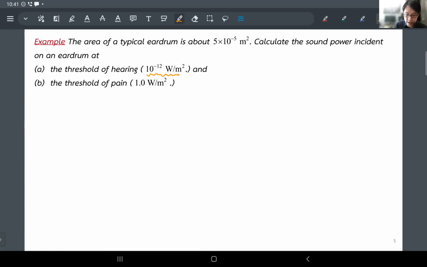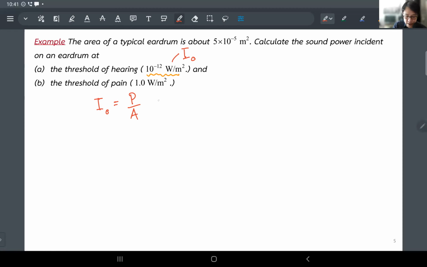Part A is straightforward, because you already know the I. Let me call it I naught, the threshold. I is just the power per unit area. Now, because we are not talking about a point source anymore, this problem just wants to show you that the definition of intensity is straightforward. It's power per unit area. If the problem doesn't talk about a point source, or you don't assume a point source, you just take the power divided by the area that you have.